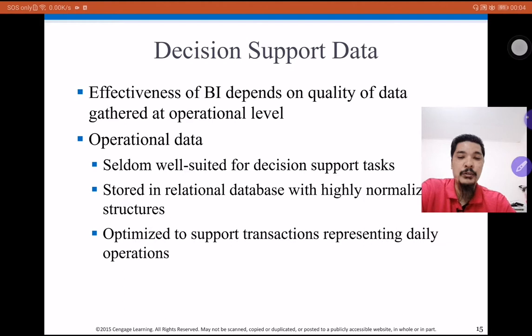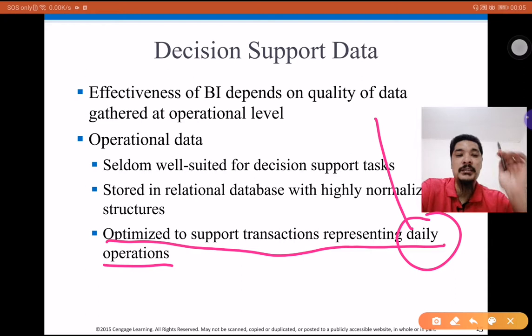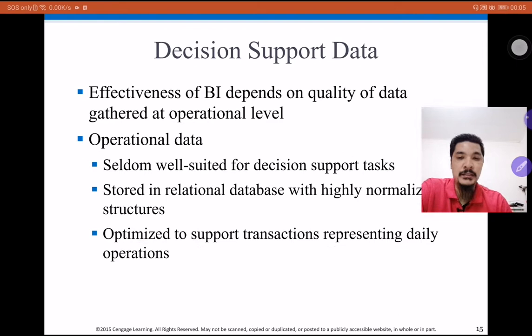So now COVID is daily, right? Every day there must be something, we must have data, we must collect, we must analyze, until decision making, presenting and also presentation making. Okay, let's move to the next slides. Decision support data differ from operational.